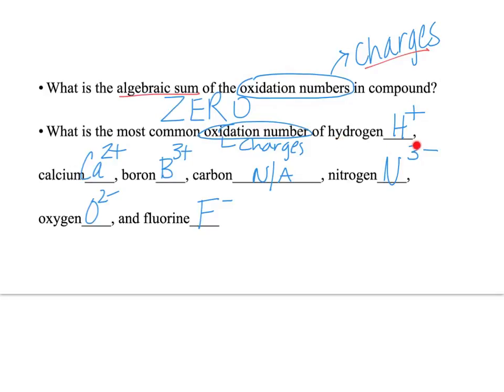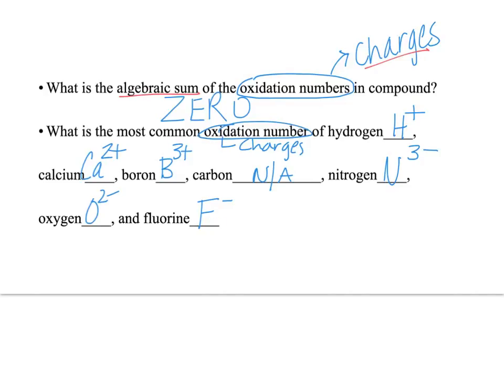For hydrogen, we have a +1. For calcium, we have a +2. Boron's a +3. For carbon, it's not applicable because carbon doesn't get a charge. It's going to usually always share. Nitrogen is a -3, and oxygen is a -2, and then fluorine is a -1.